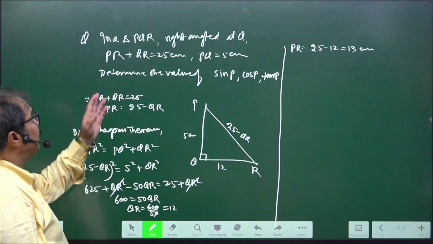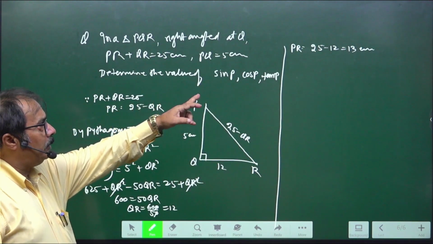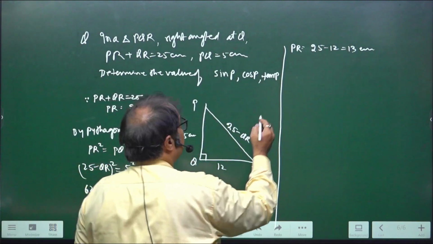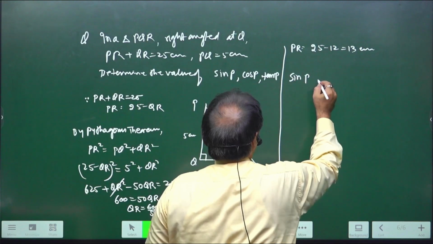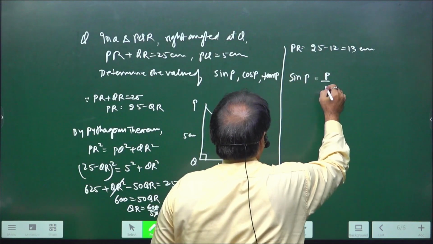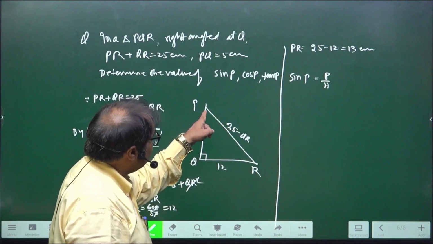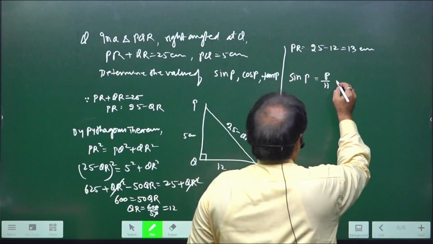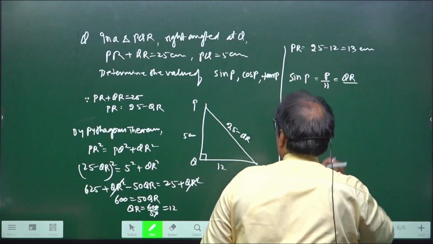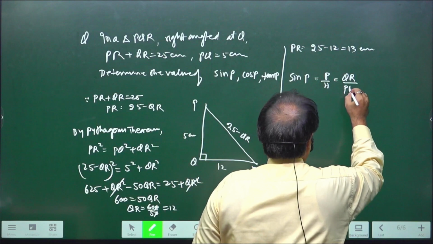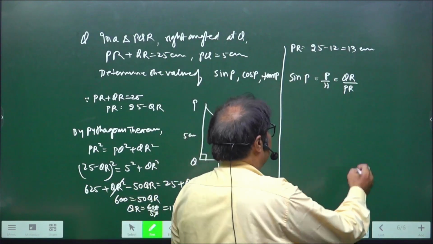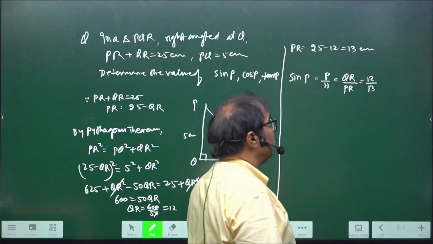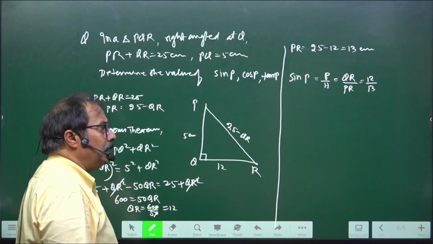Now, the question says determine the value of sin P, cos P and tan P. As per angle P, sin P: sine is the ratio of perpendicular upon hypotenuse. As per this angle P, the perpendicular side will be QR and the hypotenuse is PR. The value of QR is 12 and PR we have already calculated 13. So the value of sin P is equal to 12 by 13.